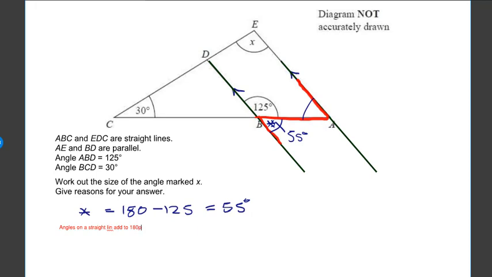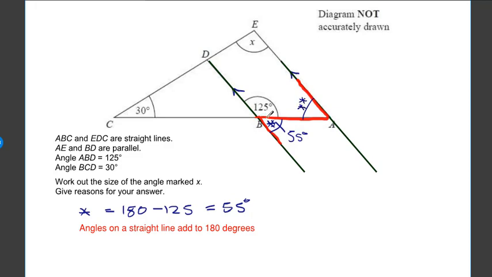Anyway, 180 degrees. There we go. So angles on a straight line add to 180 degrees. And that's it. So that's your first reason. And then every time you get a value from then on, you just stick in the reason. Next one. What can we do? Oh look, we can get this. So I'm going to call this star star.